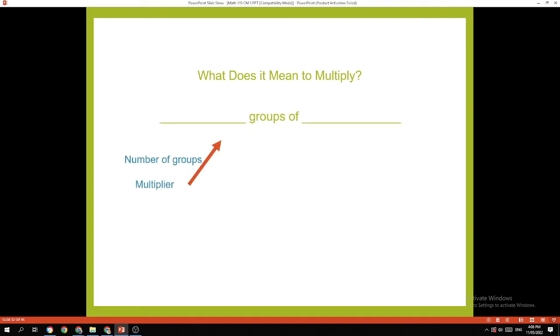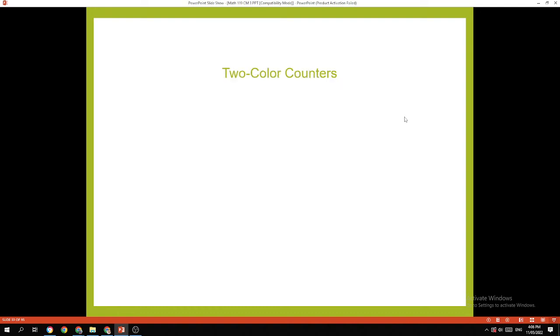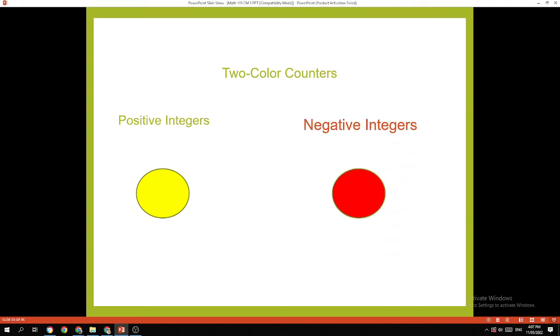Here is our concept. Blank groups of blank. The number of groups is the multiplier. This is the amount in each group, the multiplicand. If I have a positive integer, you already know that negative integers are red.